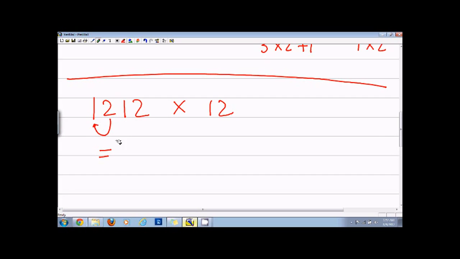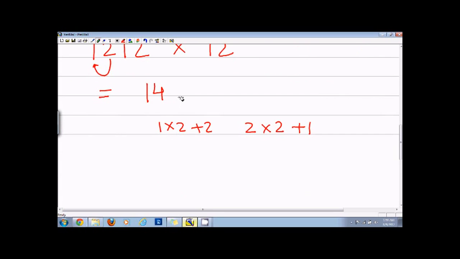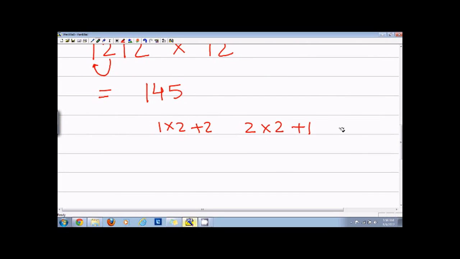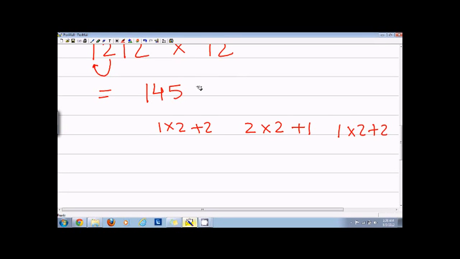So first I will write 1 here because the first digit is 1, and then I'll say 1 into 2 plus 2, so that is equal to 4, and then I say 2 into 2 plus 1, that is equal to 5, and then I'll say 1 into 2 plus 2, and that is equal to 4, and then I'll say 2 into 2, that is equal to 4. So the answer is 14544. So I can check if my answer is correct.